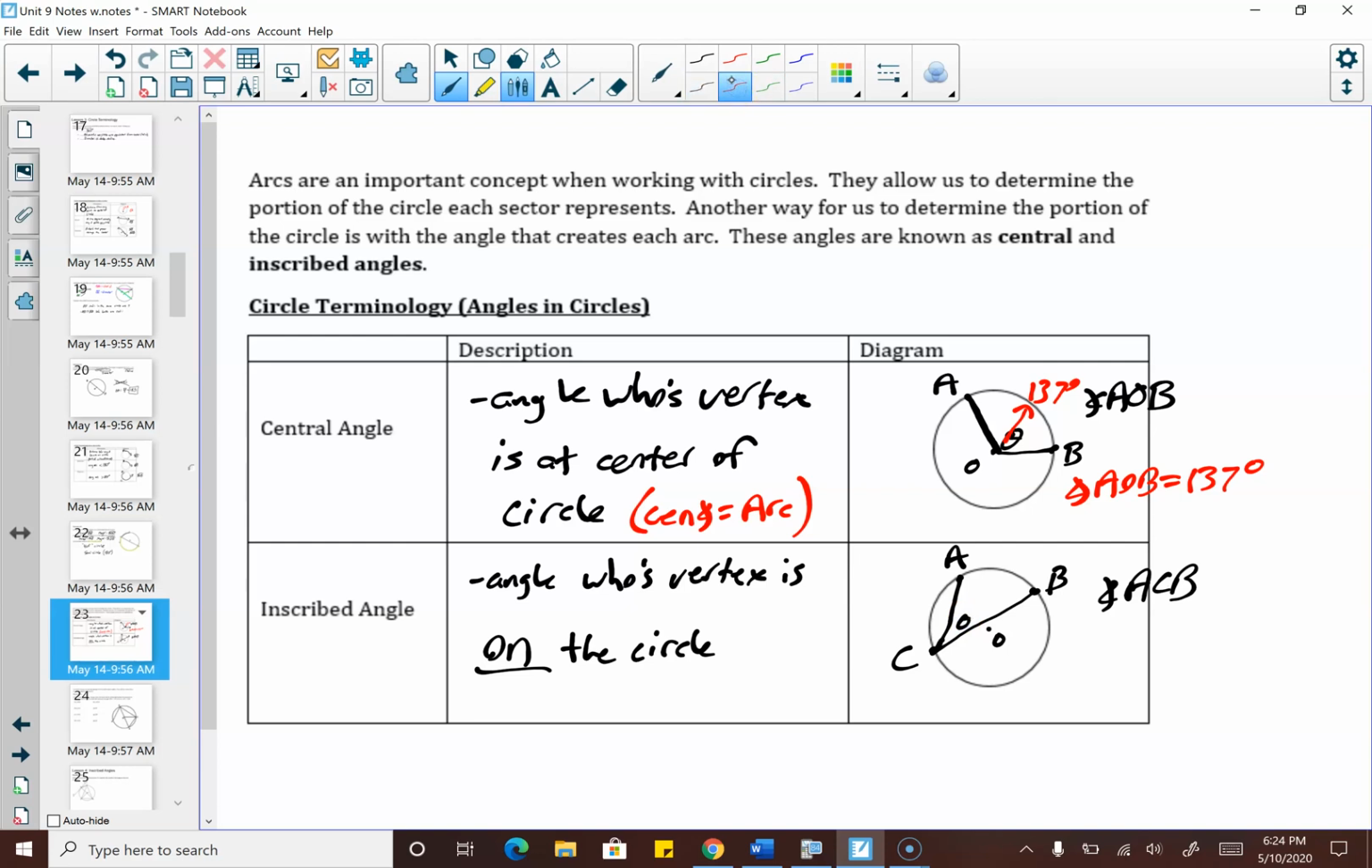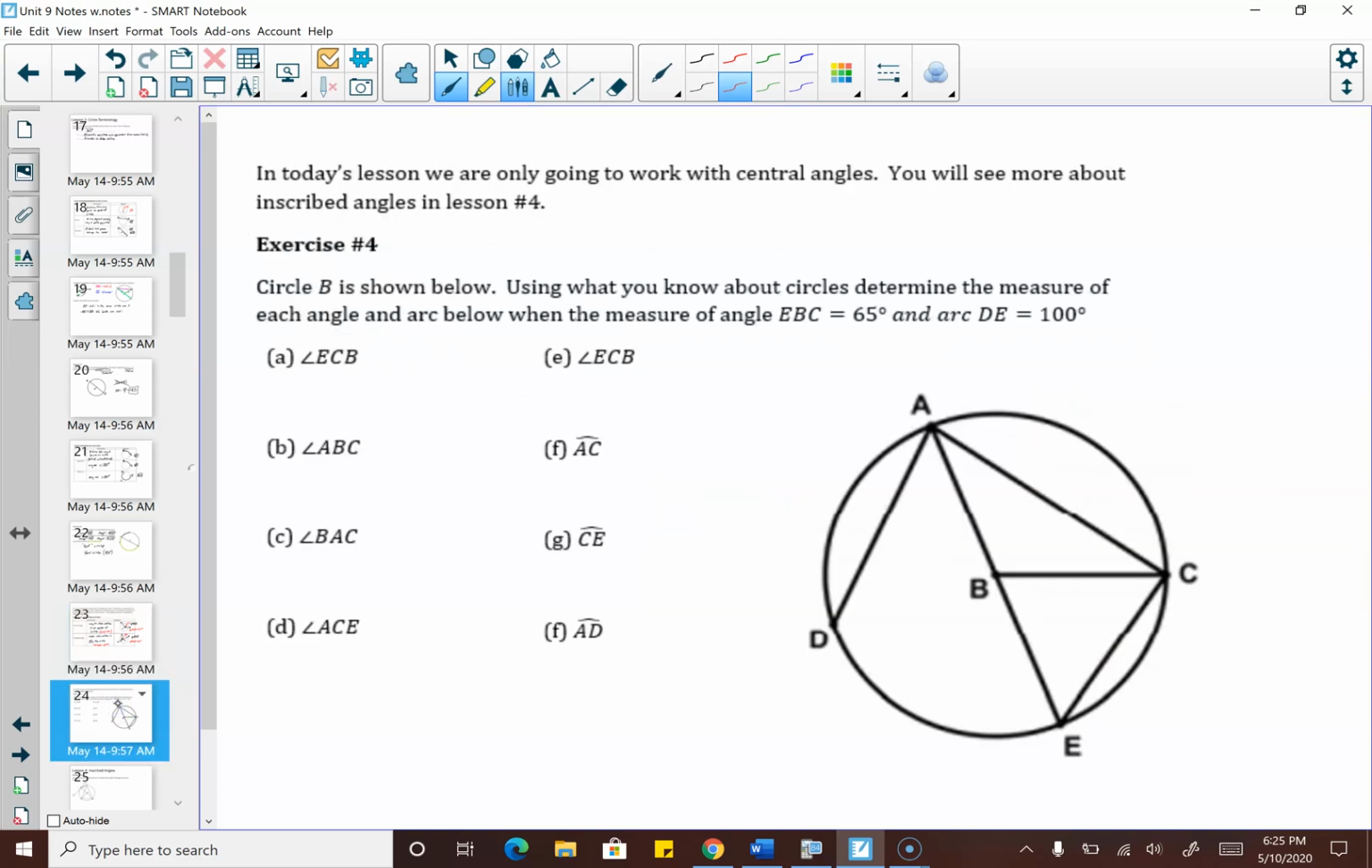Now central angles equal their arc. Inscribed angles equal half their arc. I'll put a better theta in here. If we have the arc at 80 degrees, that would make angle ACB 40 degrees, because inscribed angles are half of their arcs. Similar rules, but you want to commit the two different ones to memory for central and inscribed angles.